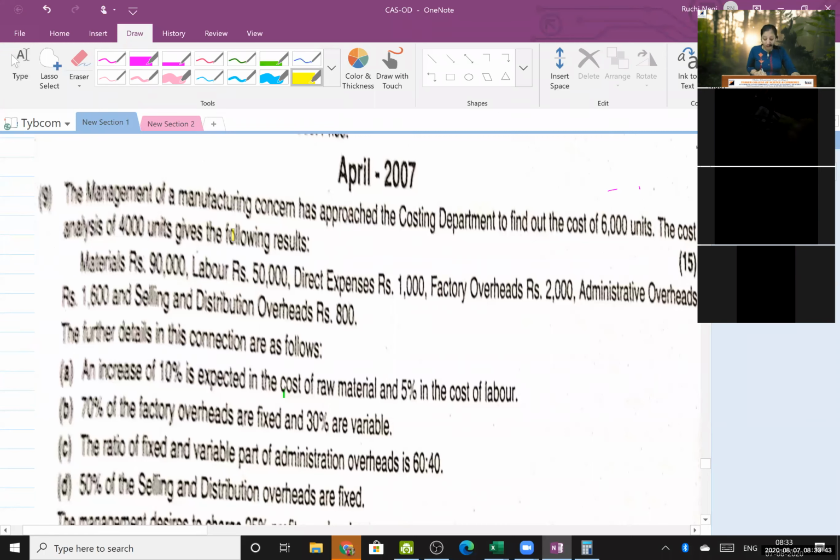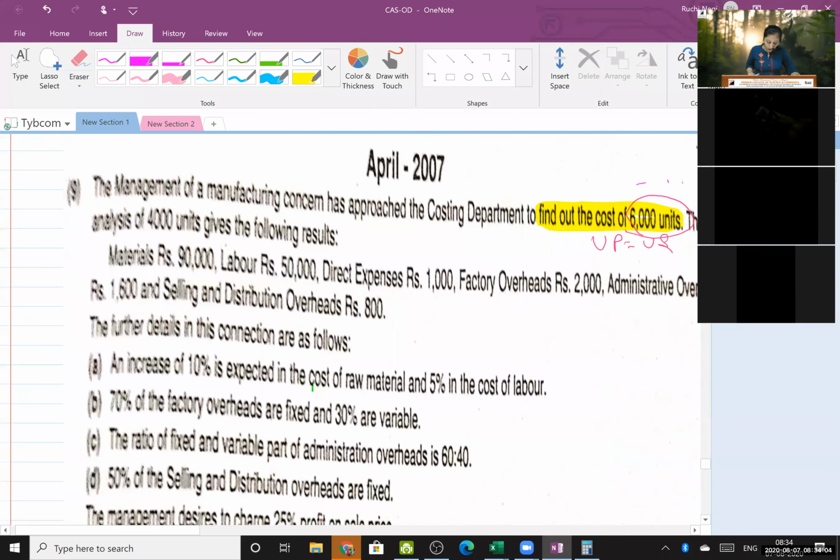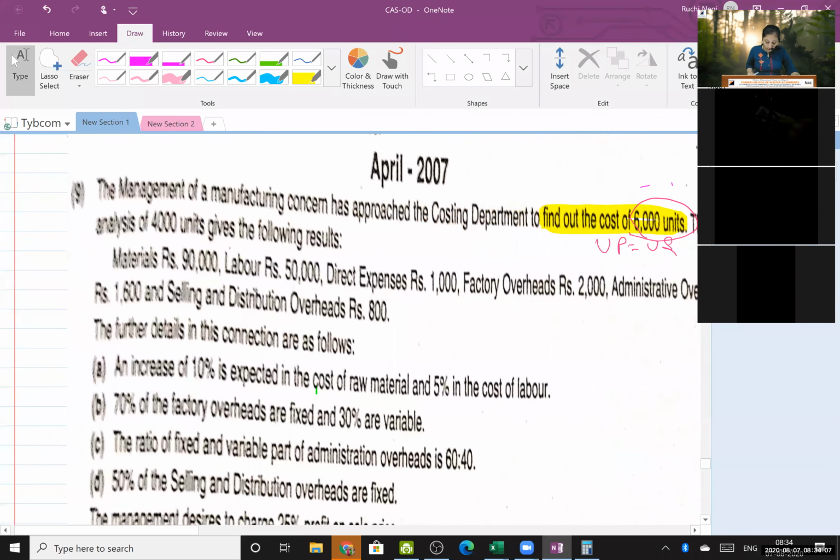Management of a manufacturing concern has approached the costing department to find out the cost of 6,000 units. So we have to calculate the cost price for these 6,000 units. The cost analysis of 4,000 units gives the following results. They have given you information of 4,000 units: units produced, units sold.